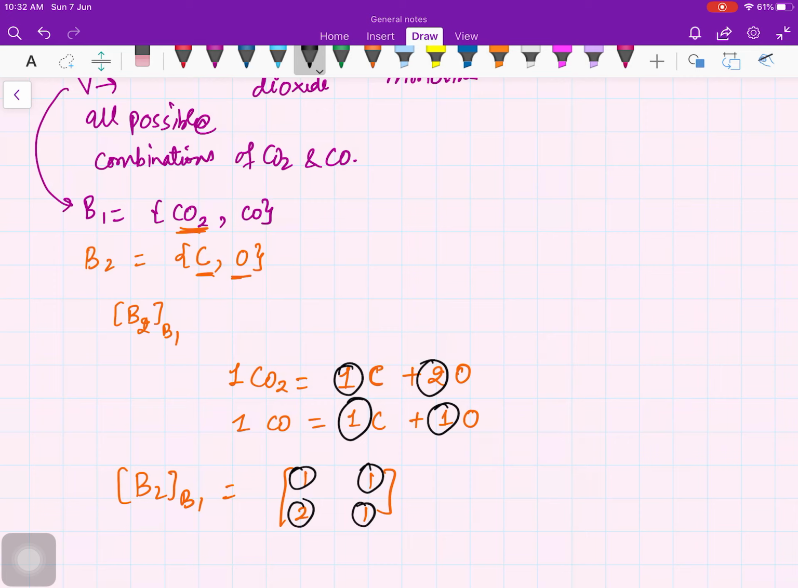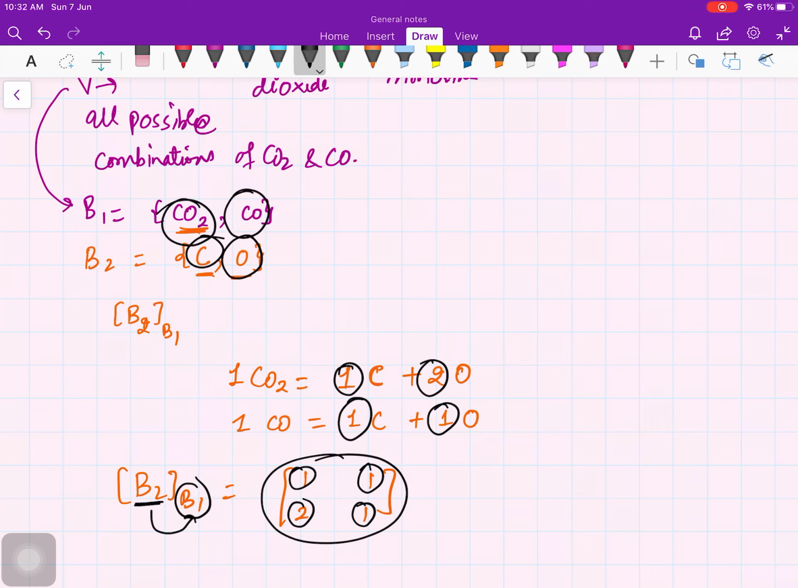This is making the first column here, and this is making the second column here. So it is very clearly understood that this matrix depicts how much of B2, your carbon and oxygen, is contained in B1, that is in carbon dioxide and carbon monoxide. The first column tells you how much carbon and oxygen atoms are there in carbon dioxide, and the second column tells you how much carbon and oxygen are there in carbon monoxide.